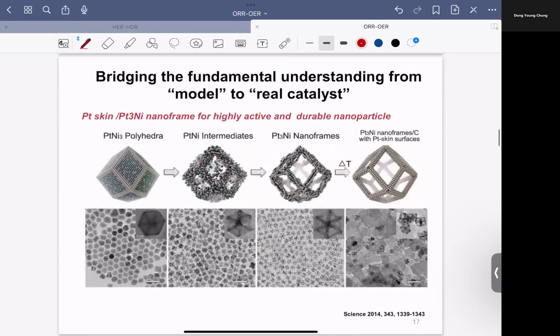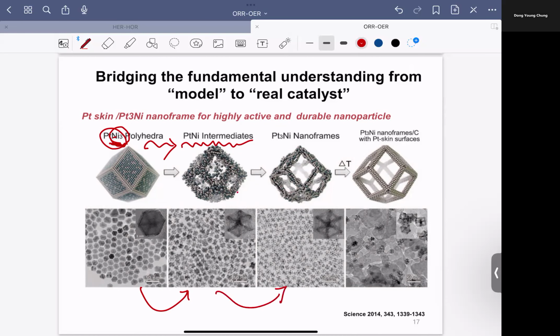And finally, we would like to discuss how to apply this at the nanoscale with a platinum 111 or platinum 3 nickel 111 type structure. This is a very well known report. Starting from platinum nickel 3 polyhedra, just by acid washing, the nickel can be dissolved out and then form platinum nickel, right? Please keep in mind that there is a huge dissolving of nickel species to make the 3D-like structure, right? All right, so this is the intermediate.